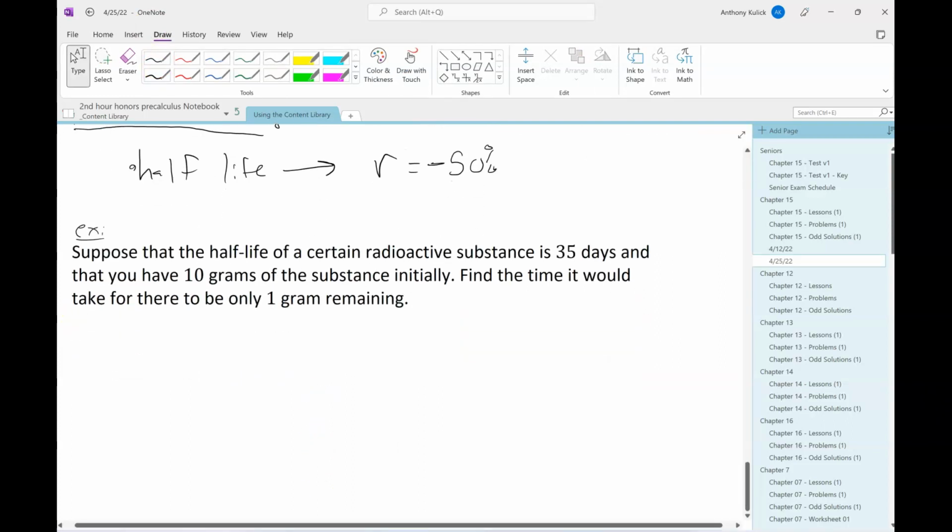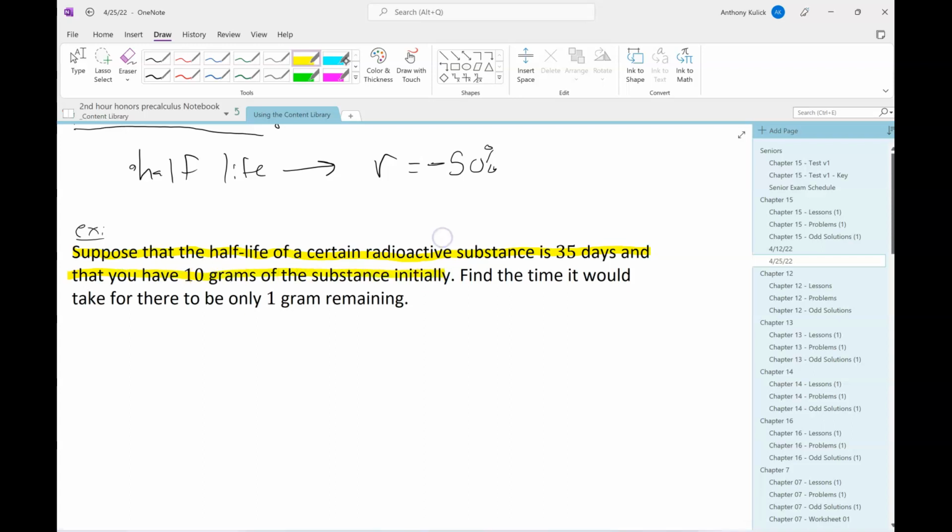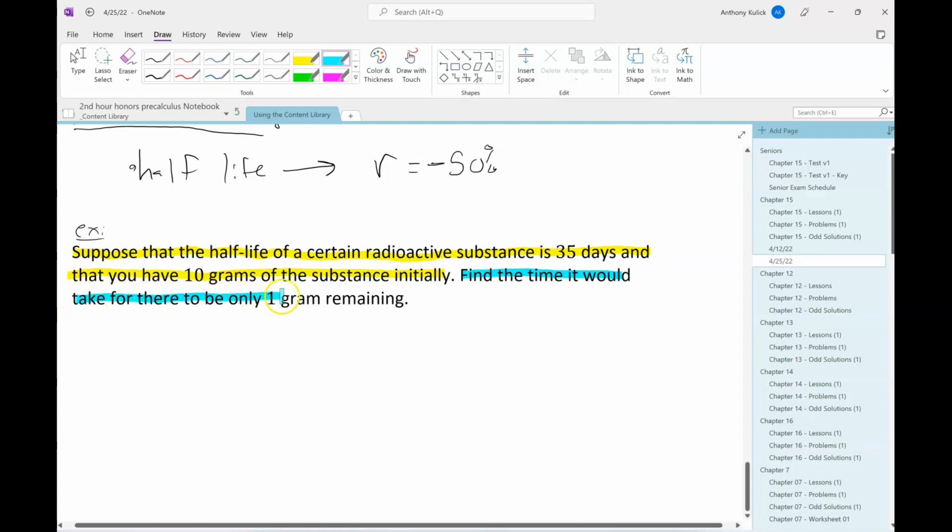All right. Suppose that the half-life of a certain radioactive substance is 35 days and that you have 10 grams of substance initially. Find the time it would take for there to be only 1 gram remaining. As we saw in the previous example, I'm really going to think about this as 2 questions. First question is writing the model. The second question is going to be solving that model for some specific value. Does everybody kind of see that same thing?